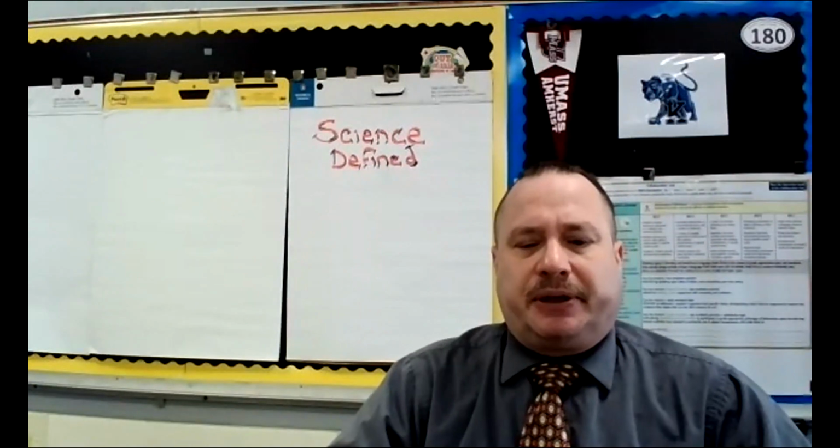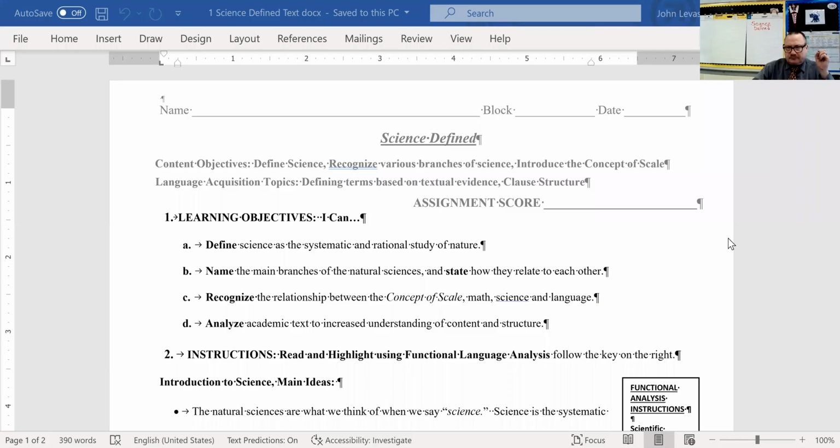So let's look at our assignment. So this is what our assignment looks like. The top says science defined. And our content objectives, we want to define science and recognize the various branches of science and introduce the concept of scale. The three main branches of science would be physics, chemistry, and biology. And each of those sciences can be broken into smaller sciences.